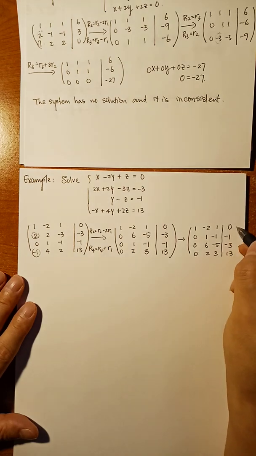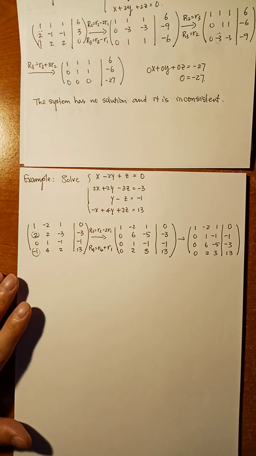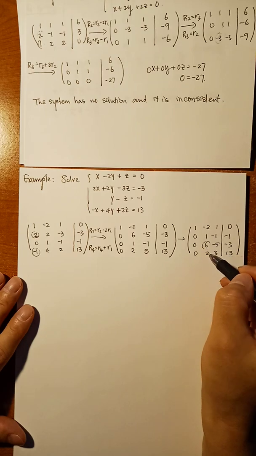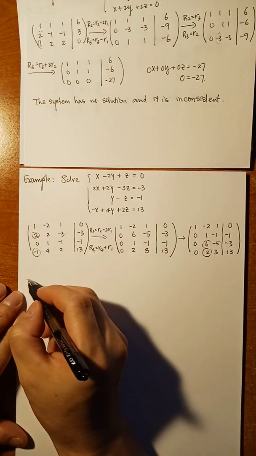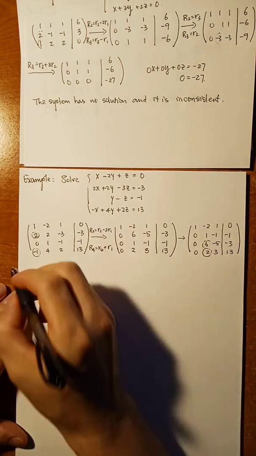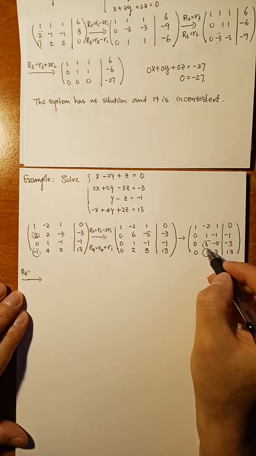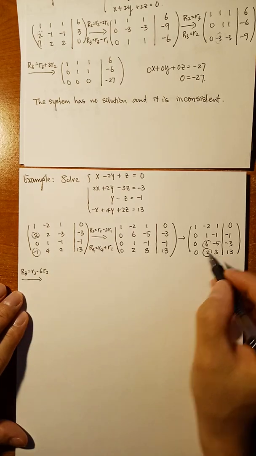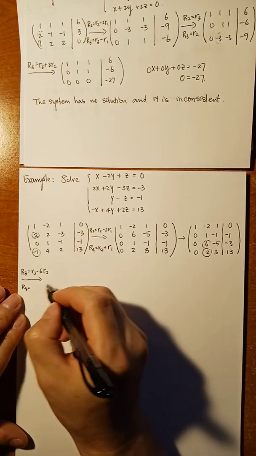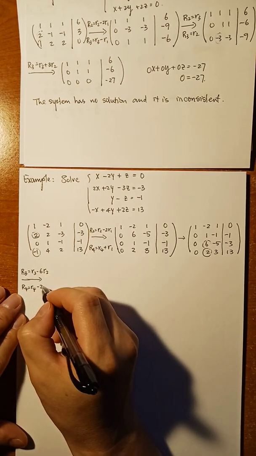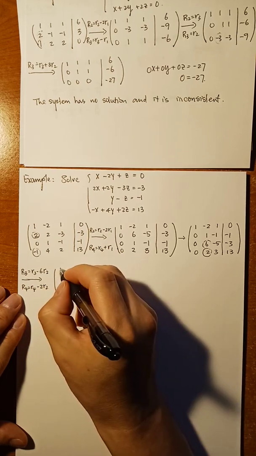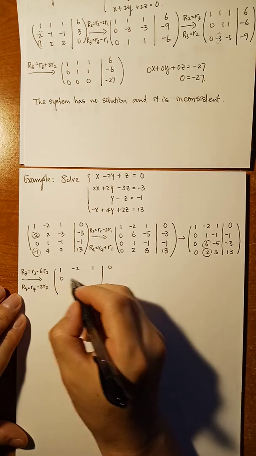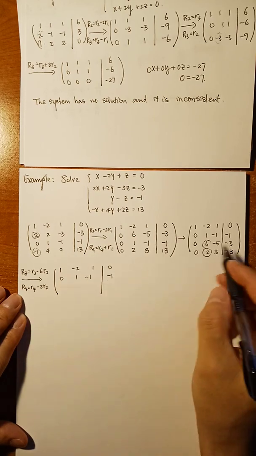The other two rows do not change. Okay, and then I'm going to make this position a 0 and this position 0. This is row 3: old row 3 minus 6 times row 2. And row 4 is old row 4 minus twice row 2. Okay, row 1 and row 2 do not change.